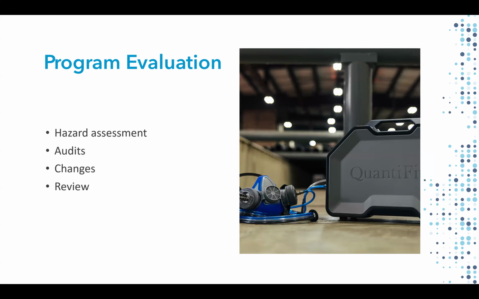As far as your program evaluation, I mentioned the hazard assessment piece is going to have that same loop, right? You're checking your hazards, you're implementing controls, and then you're reevaluating at a specific interval. You can have some audits. Anytime you have any sort of change, you're going to do a program evaluation, and then just at some sort of interval for a review, which ideally would be annually, but I don't think that's as practical.